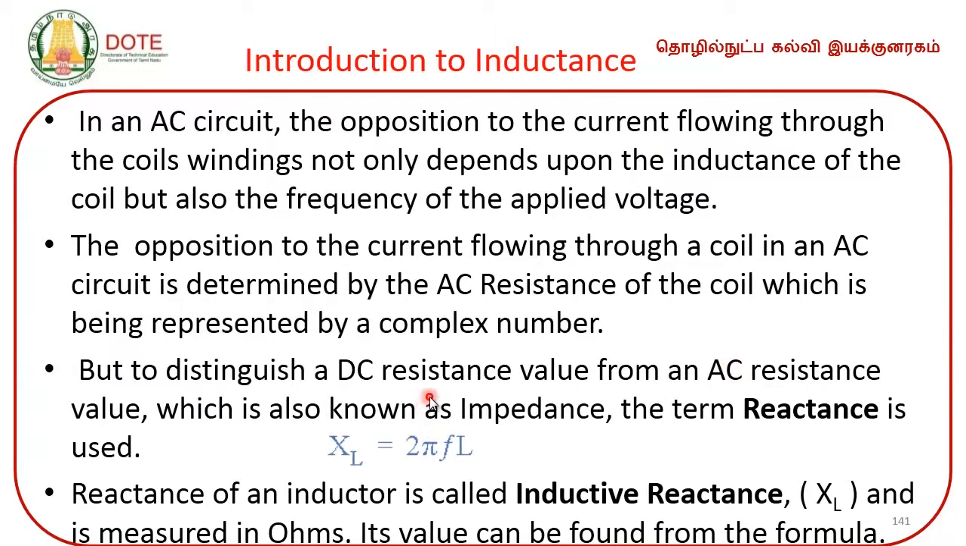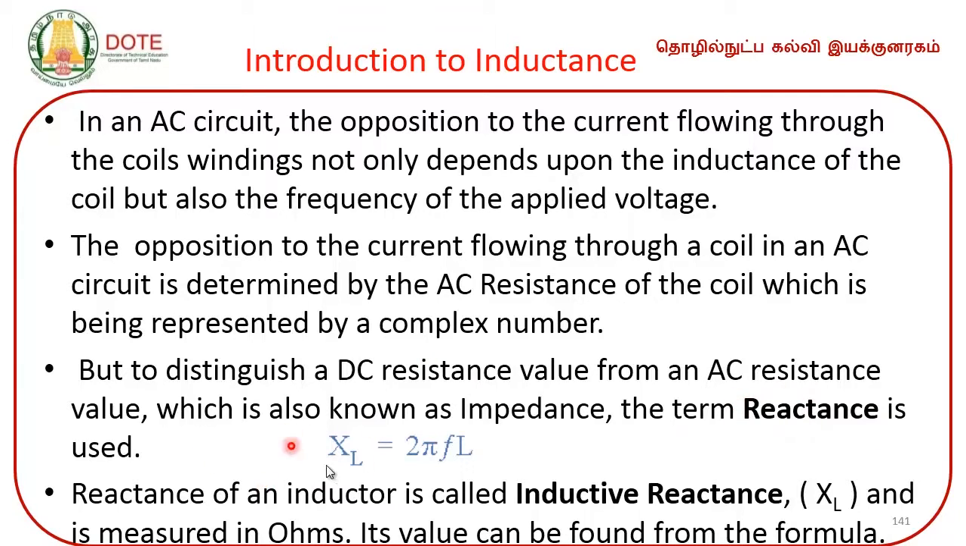So the resistance offered by the inductor to the flow of current is called the reactance, right? In a DC circuit, the opposition offered by the resistor to the flow of current is called resistance. So in the inductor, the opposition offered by the inductor to the flow of current is called reactance. So the reactance is measured in ohms, right?